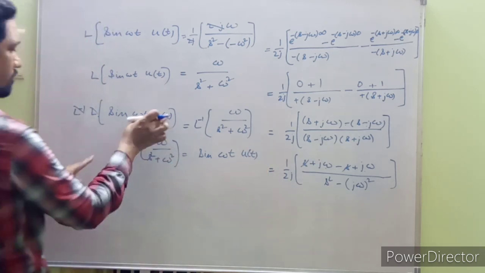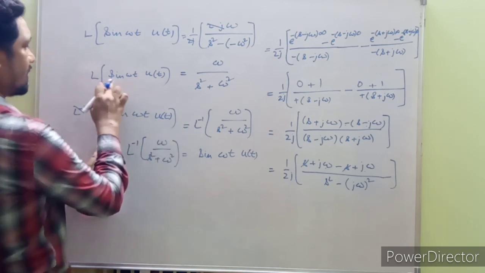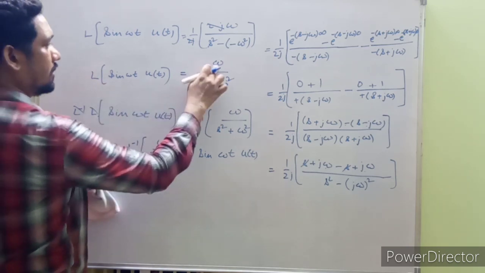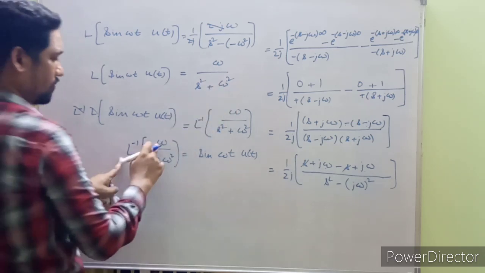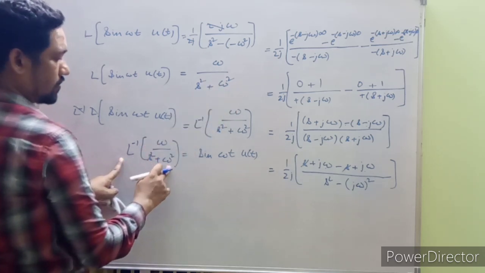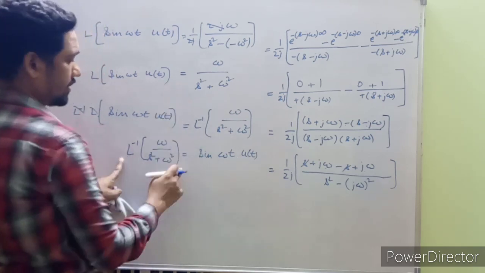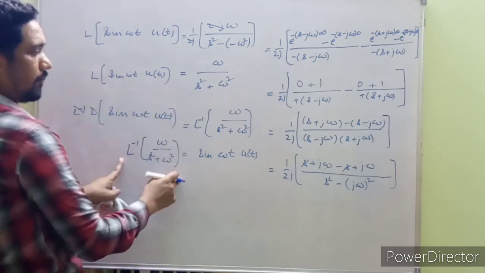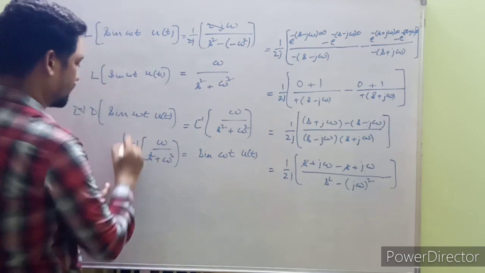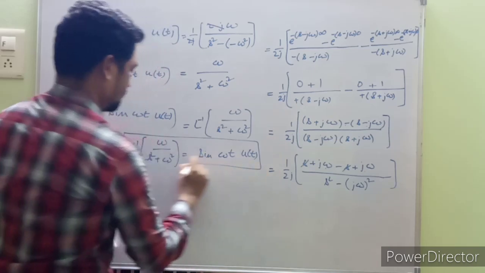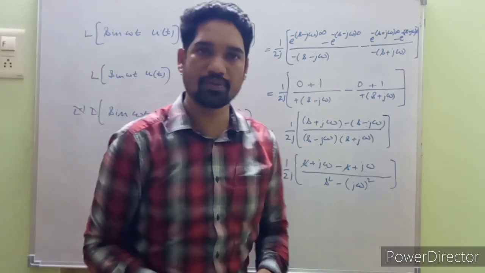Guys, Laplace transform of sine omega t will be equal to omega upon s square plus omega square, and inverse Laplace transform of omega upon s square plus omega square will be leading to sine omega t u of t. These two functions are known as a Laplace transform pair. So this is the important relationship, guys.